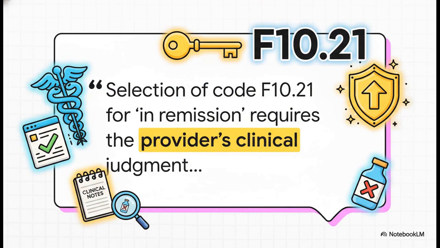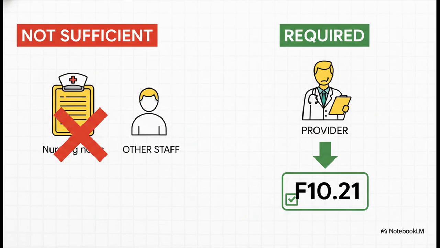Now, let's talk about a super important rule, and this comes straight from the official guidelines. The code for in remission, that's F10.21, has a really strict documentation requirement you need to know about, especially when you're dealing with dependence. And here's the crucial point. Nursing notes or any other documentation is not enough to assign this specific code. To use F10.21, the provider, the physician, or another qualified healthcare practitioner has to explicitly state it as their clinical judgment. This is a big one to remember.